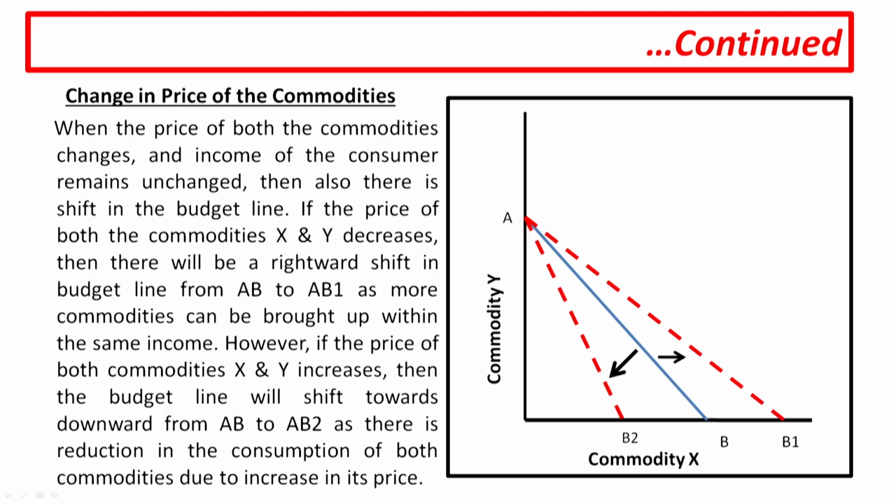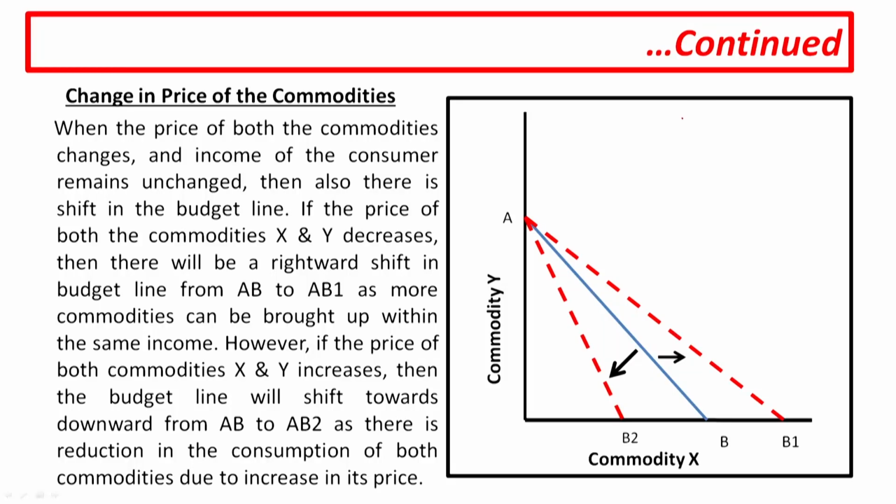Change in price of commodity. When the income of the consumer remains as it is, constant, but there is a change in the price of the commodity, then there will not be any formation of a new price line because income hasn't changed, but there will be a slight shift upward and downward. Why? Because of the reduction or increment in the price of the commodity.